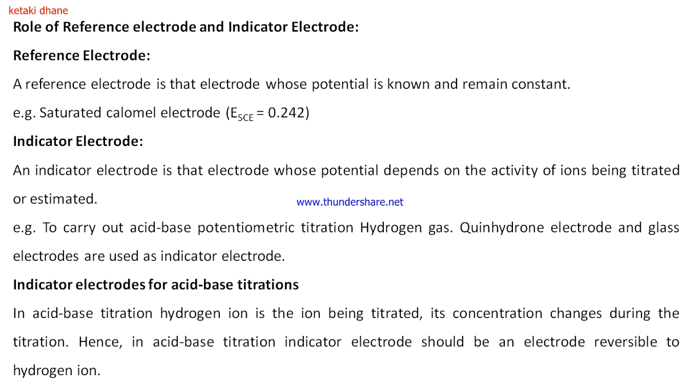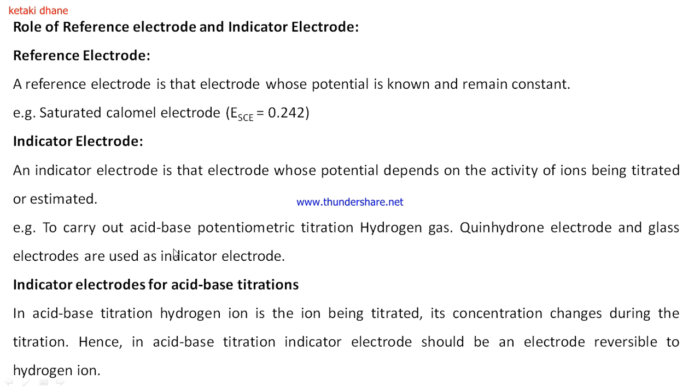So how is each individual electrode going to play a role in potentiometric titration? The role of the reference electrode is that its potential is already known to us and remains constant. An example of this type of electrode is the saturated calomel electrode. The indicator electrode is one whose potential changes depending upon the activity proceeding in the reaction.